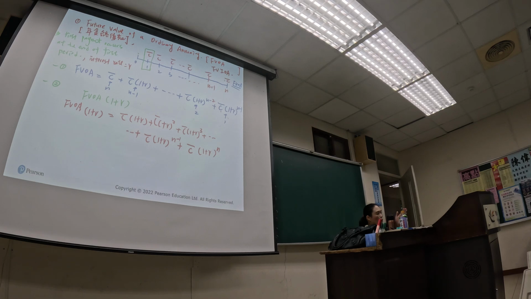Each period's cash flow you multiply by 1 plus R. Okay? So originally here is C times 1 plus R to the power of n minus 2. Now plus 1, right? Because you multiply one more time by 1 plus R. So it becomes C times 1 plus R to the power of n minus 1. And the last period becomes C times 1 plus R to the power of n. Agree? Because it's n minus 1 plus 1, right? Can you guys follow me? Okay? Now, the third step.